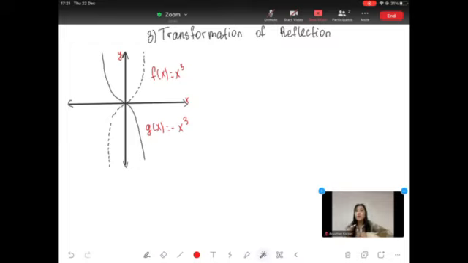Here is a graph of a cubic function that shows the transformation of reflection. The function f at x equals x cubed. The transformation of f at x is f at x equals minus x cubed. That is the reflection of the f at x about the x-axis.